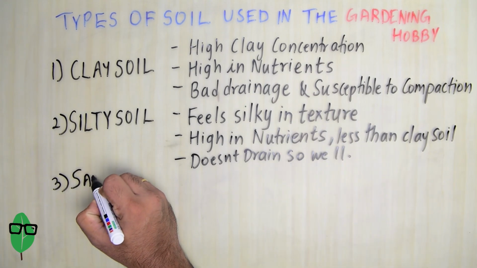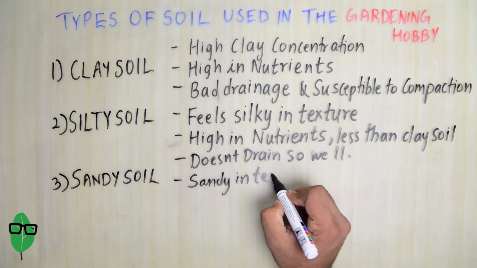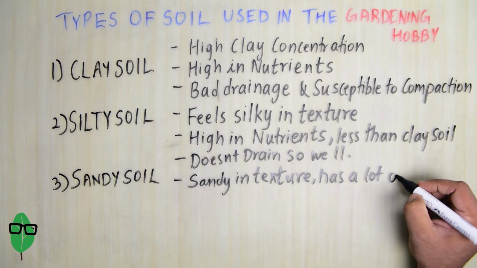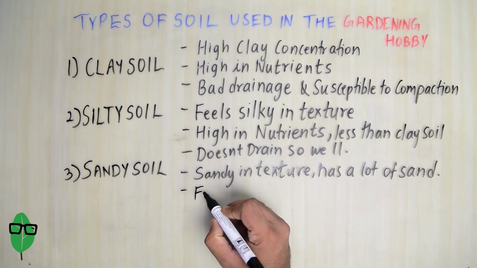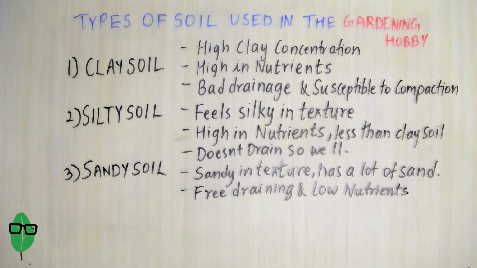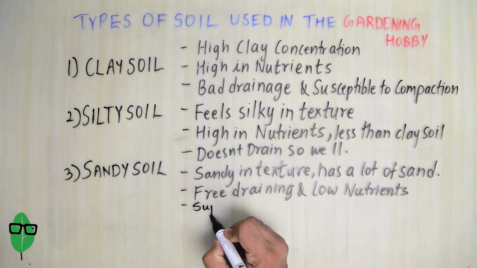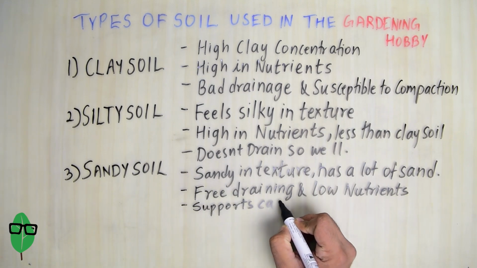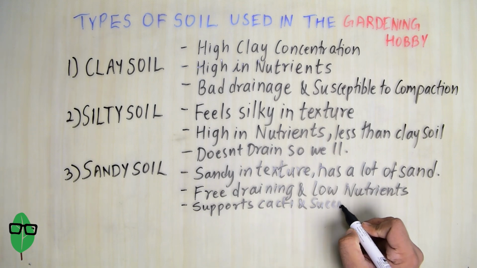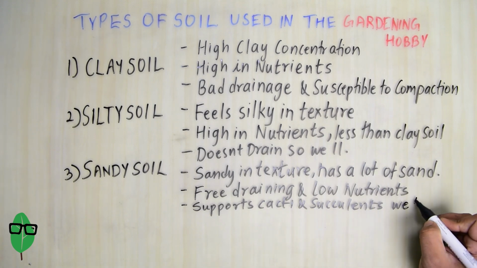The next one is sandy soil. Sandy soil is sandy in texture because it has a higher component of sand in it. This type of soil is free draining and low in nutrients. It supports cacti and succulents very well, but it might not be a good soil type for humidity loving plants that need to retain water.